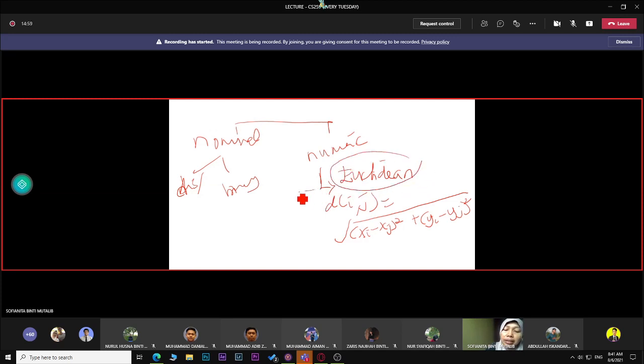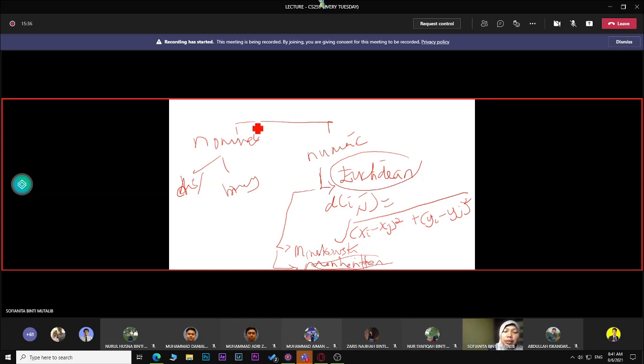There are others, as you see in the notes, which are Minkowski and also Manhattan. These functions use the same norm. Minkowski uses absolute values, and Manhattan focuses on certain values.